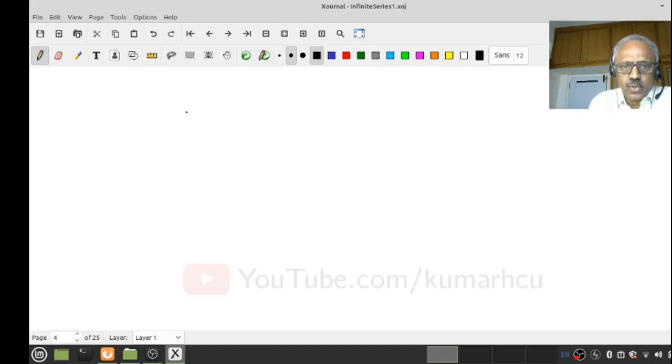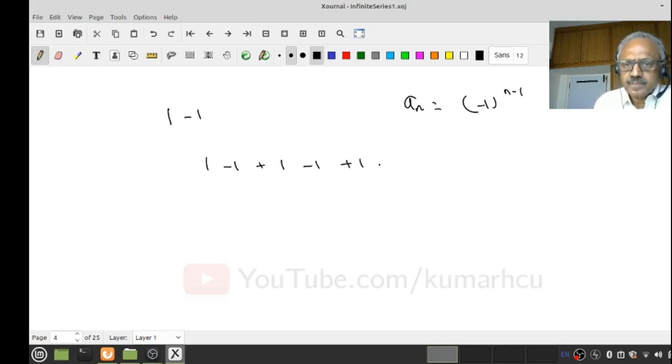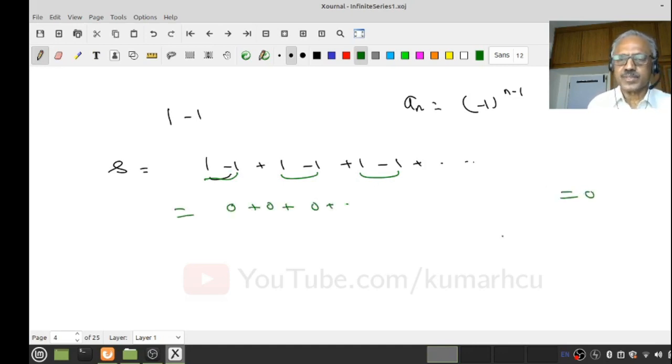So what they did, let us look at the simplest case. Suppose this is my a_n, minus 1 to the power n minus 1. Therefore the series I will write like this, and so on. Suppose the sum is S. I am just trying to say how they did it a few hundred years ago. They tried to group. One person grouped like this, so he said it is going to be 0 plus 0 plus 0, etc. Therefore he thought S must be 0.